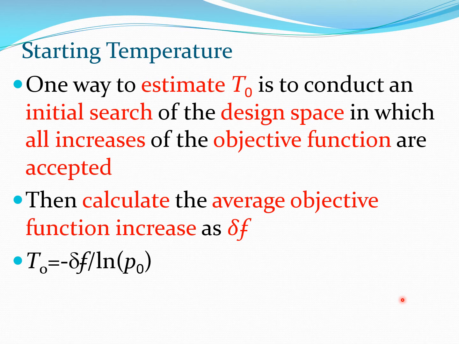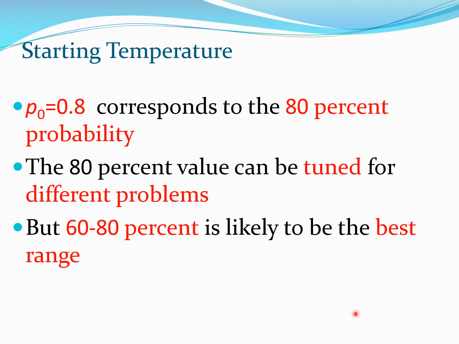So for example, one way to estimate this T0 or starting temperature is to conduct an initial search of the design space in which all the increases of the objective function are permitted. Now, if you do this, then what you do is you calculate the mean value of the objective functions, and this we call as del f, let's say strike through f, this symbol here. Then from this equation, T0 is minus del f by log of P0. I can calculate a good estimate of the starting temperature where P0 is taken to be 0.8. Now P0 is 0.8 is a good value to take, but you can take any value between 0.6 to 0.8 as the probability here.